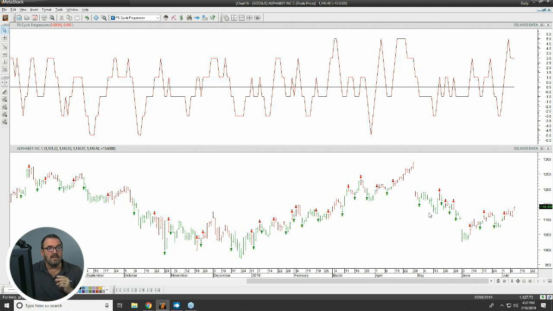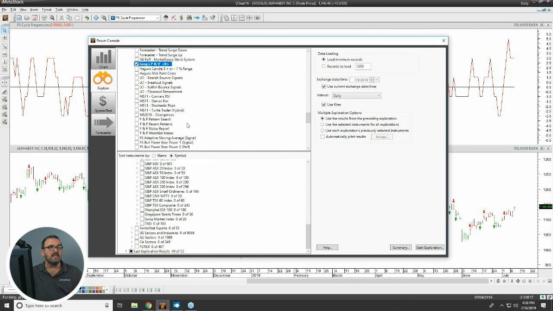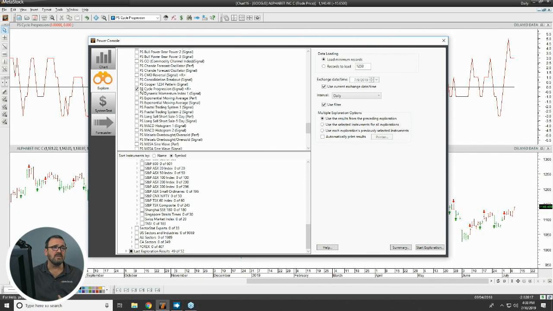Having said all that, you would probably be interested in finding a system that's showing a hit today. Now, this particular system is not showing a hit on Alphabet today. So what can you do to find that? Well, if you know MetaStock, you've probably heard of our Explorer. It's a scanner. Basically, you can say, all right, I'm interested in the power system cycle progression, but I want to find something that's available for trade today.